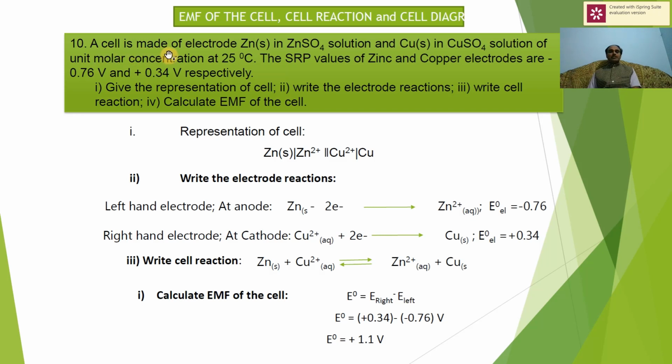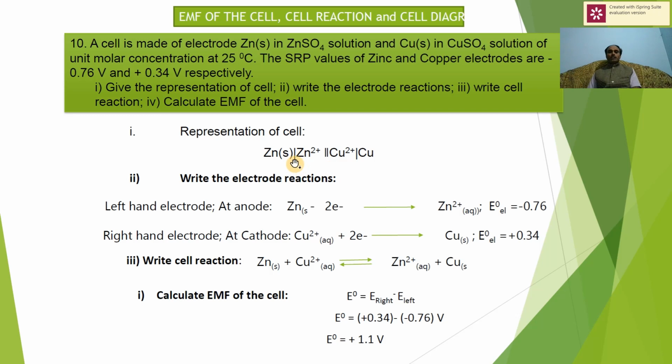Last question. A cell is made up of electrodes, zinc in zinc sulfate solution and copper in copper sulfate solution of unit molar concentration at 25 degrees Celsius. The standard reduction potential values of zinc and copper electrodes are minus 0.76 volt and plus 0.34 volt respectively. Give the representation of the cell, write the electrode reactions, write the cell reaction, and calculate the EMF of the cell. Representation of the cell: zinc dipped in zinc sulfate and copper dipped in copper sulfate, that is a Daniell cell.